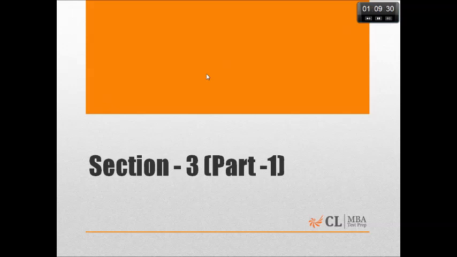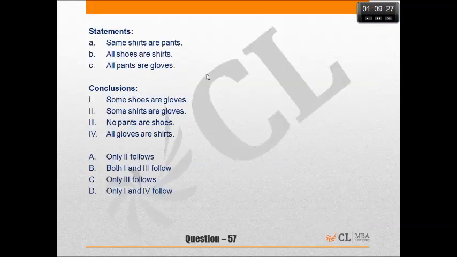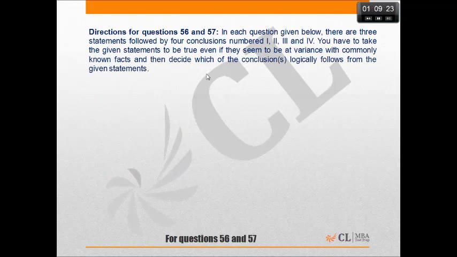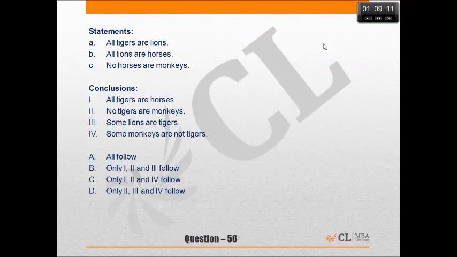Let me start from the back. 56, 57 is what I will do. These are my deductive logic kind of questions which I'm reasonably good at. The 3 statements with 4 conclusions, marked 1, 2, 3, 4. You have to decide which of the conclusions logically follow from the given statements. Question 56. All tigers are lions. All lions are horses. No horses are monkeys.